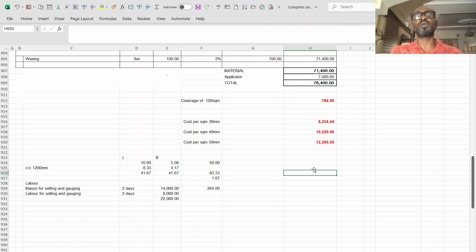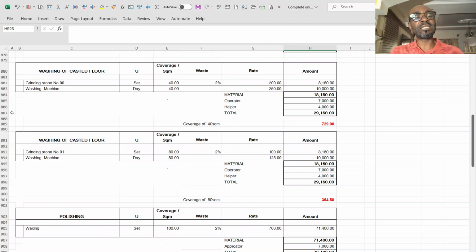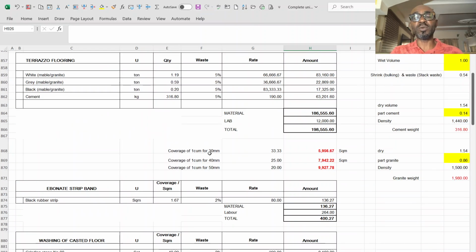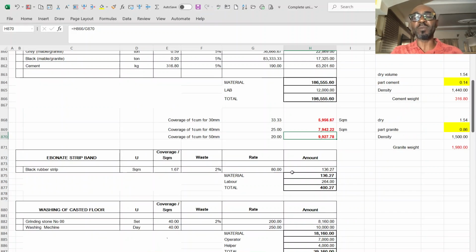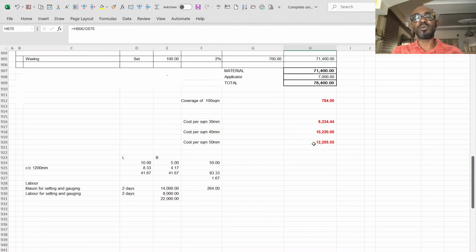So also, if you want to get for a 70 mm, this other aspect remains the same because you are polishing the top. The only thing you needed to work on is just this area. You either create a cell here, get your thickness, what is the coverage for a cubic meter, it tells you, then you sum it together and you have your price.